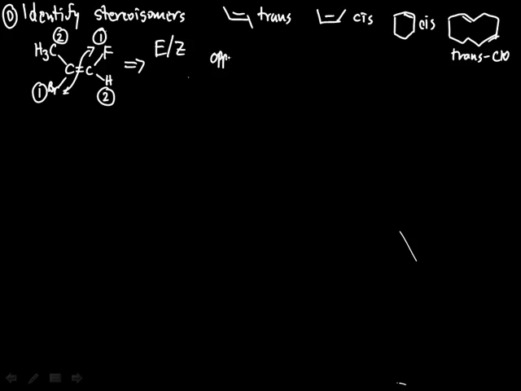And if they are on the opposite sides, they're classified as E, which comes from the German entgegen, which means opposite. If they're on the same side, then they will be classified as Z, which stands for German zusammen, which means together. And using E-Z nomenclature, we don't have to resort to cis and trans. Since this is a much more general system, it will apply to really any kind of situation.